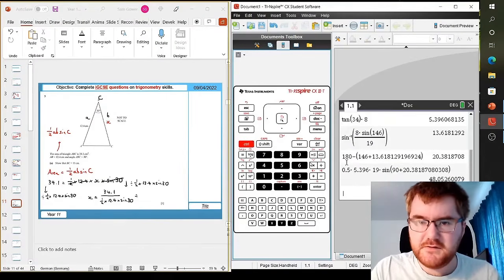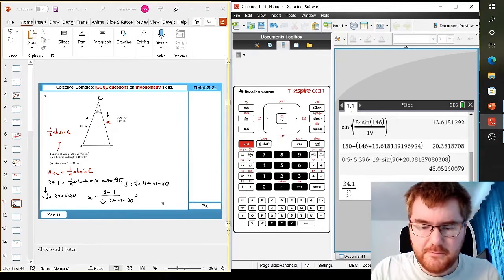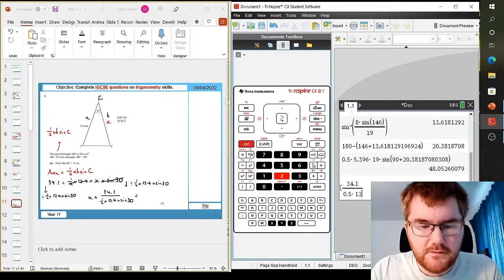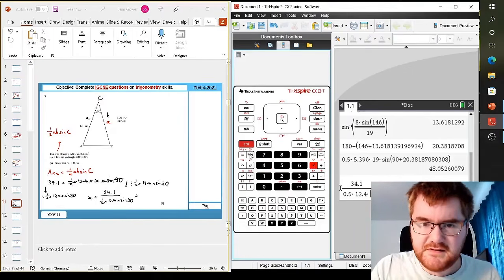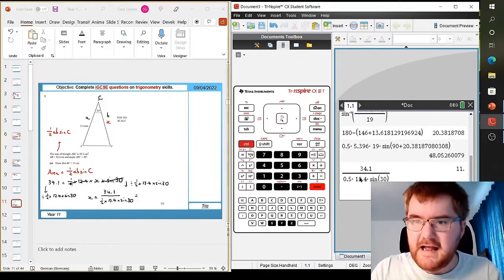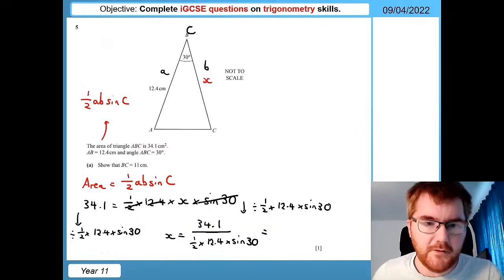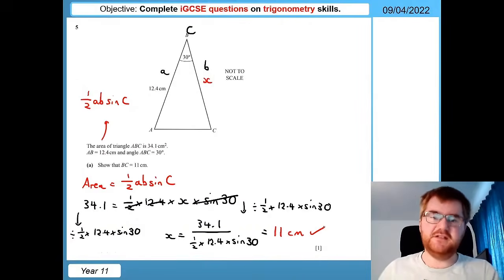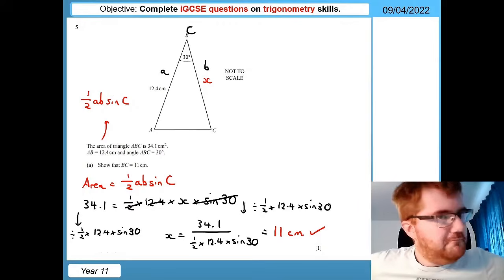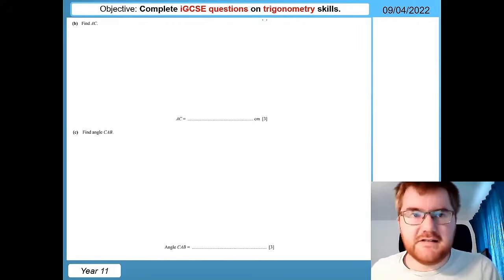So we type this in. 34.1 divided by 0.5 times 12.4 times the sine. Always very satisfying when you put this in and you get the exact answer that you're looking for here, which is 11. So we're just going to pop that in, and that's equal to 11 centimetres, guaranteeing that 1 mark. Excellent. Now we're going to move on and work out AC.